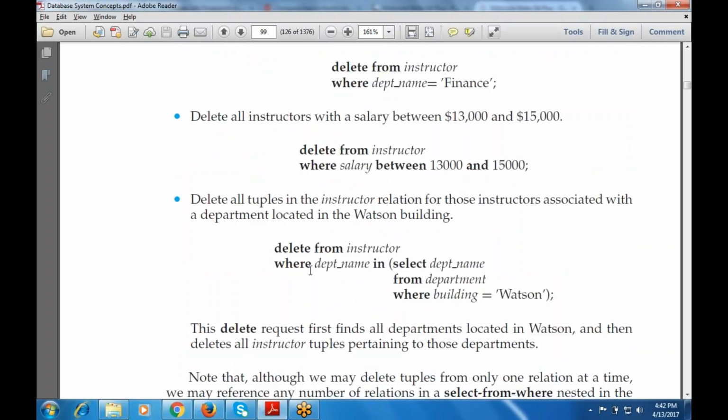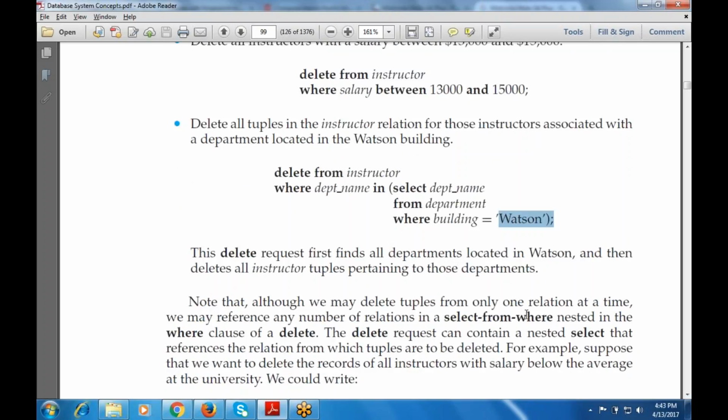Delete from instructor where department name in (select department name from department where building equals 'Watson'). On this delete request, first find all the departments located in the Watson building, and then delete all the instructor tuples pertaining to those departments.